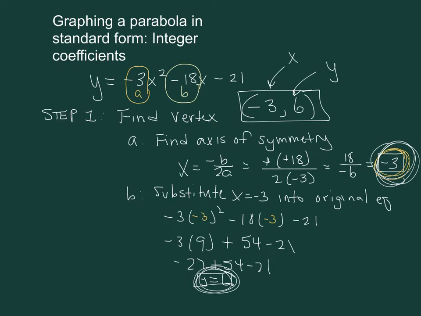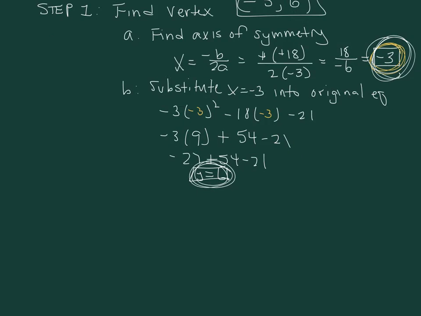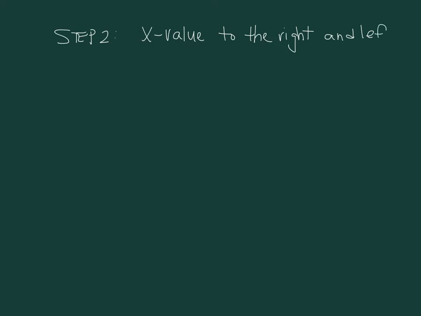Now the goal is simply to find a value to the left of x and a value to the right of x. And that's all you have to do now. So step 2: you have to find an x value to the right and left of the vertex. And again, the vertex is negative 3, comma 6.